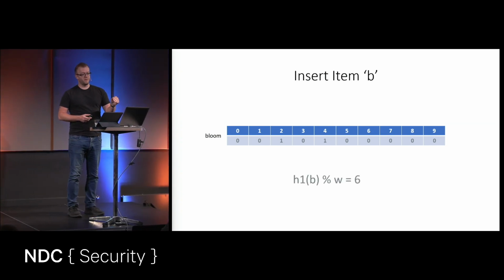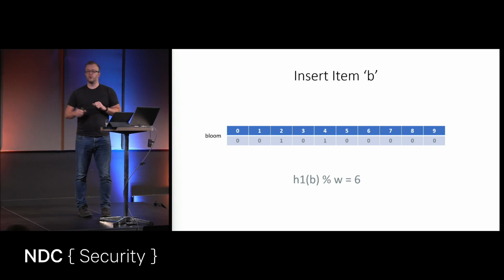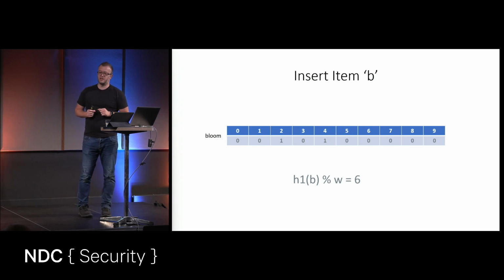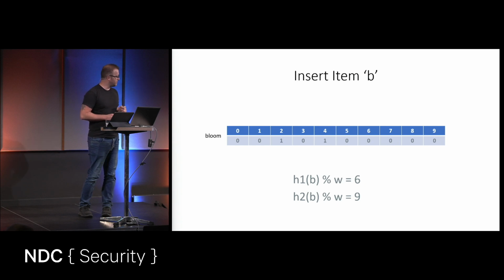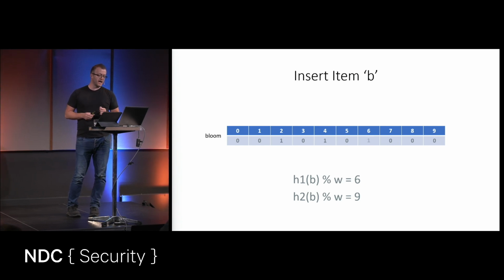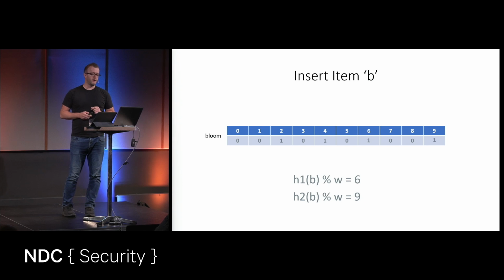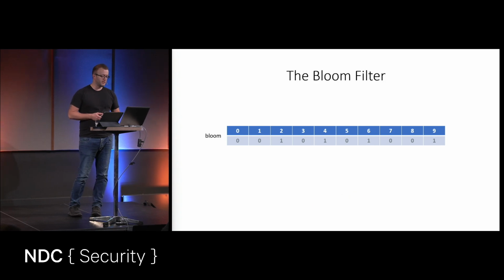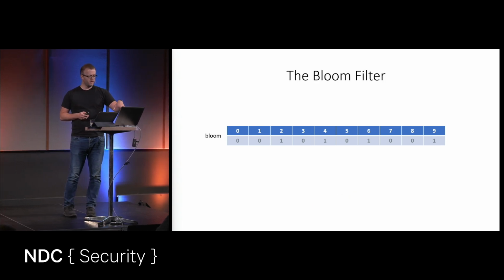We take the first hash function, we hash the new report, mod it with the width, it gives us the index of 6. We take the second hash function, mod it with the width, it gives us the index at 9. So we're going to set those 2 bits as well. So now we've added 2 CSP reports to the filter, and the filter looks like this. We've got the 2 indices set for the first report and the 2 set for the second.